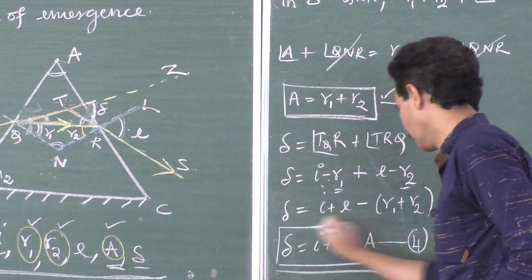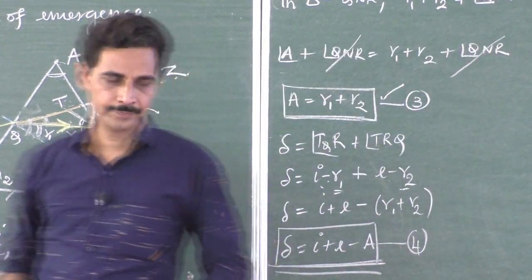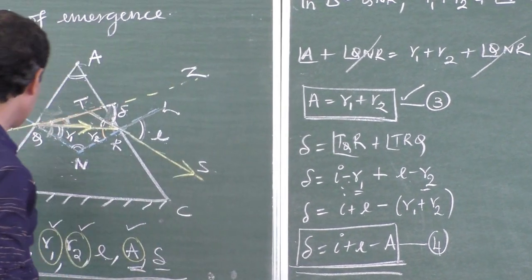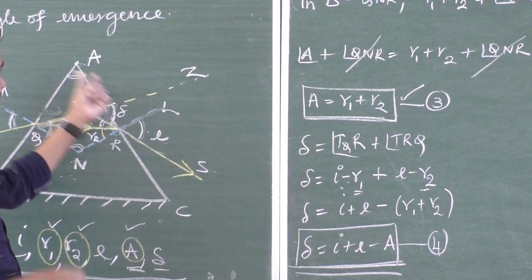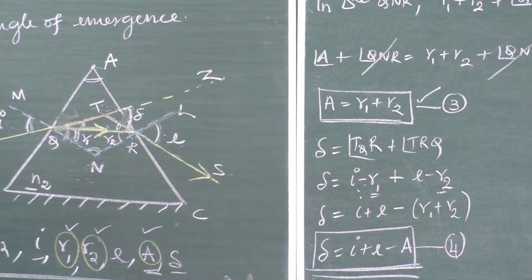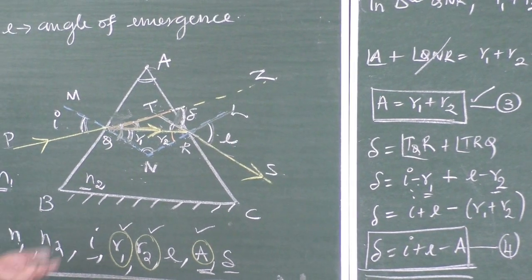It is not over. This is also very important. So the angle of deviation is given by delta equals I plus E minus A. You have to add the angle of incidence and angle of emergence, and subtract R1 plus R2, that is A. So this is the angle of deviation. Now, here you have to do an experiment. We will come back to the diagram.